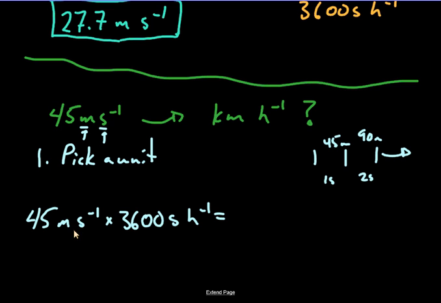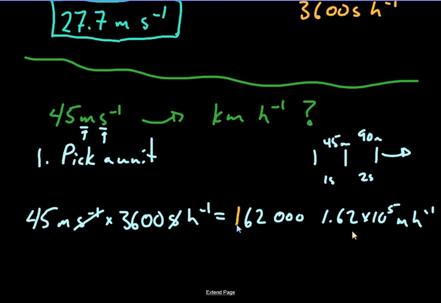My seconds will cancel off when I write it like this. And I get 162,000, or 1.62 times 10 to the 5 meters per hour.